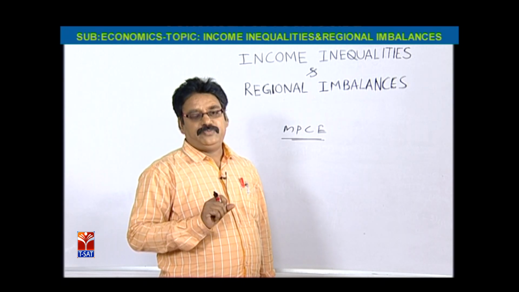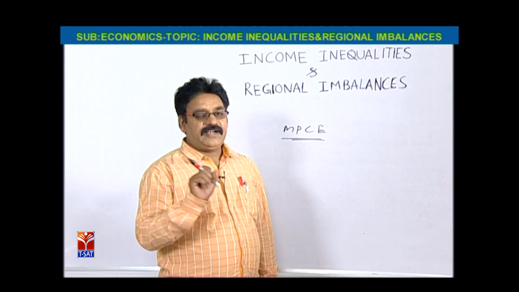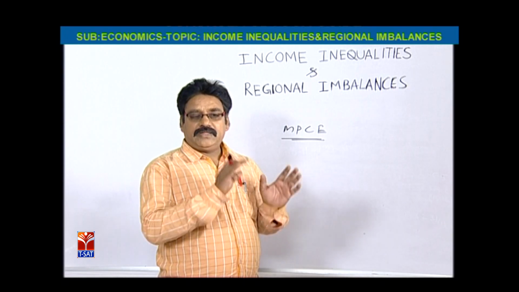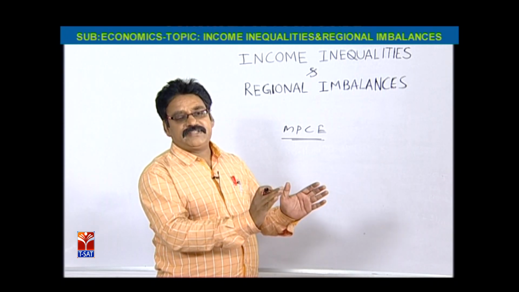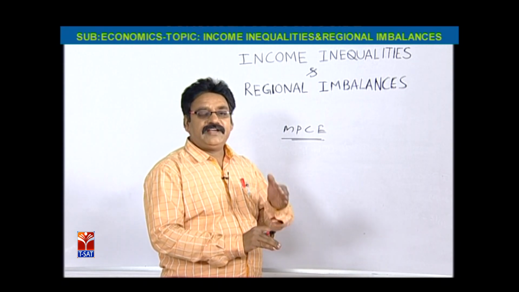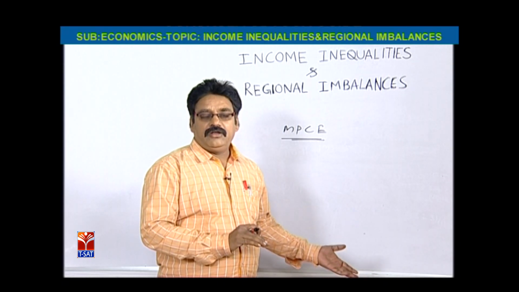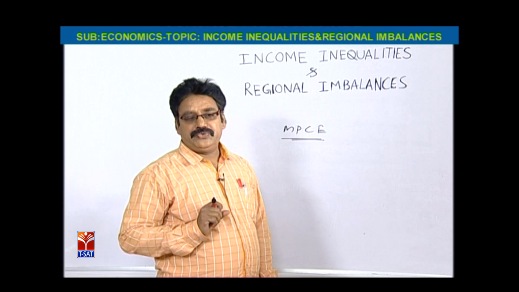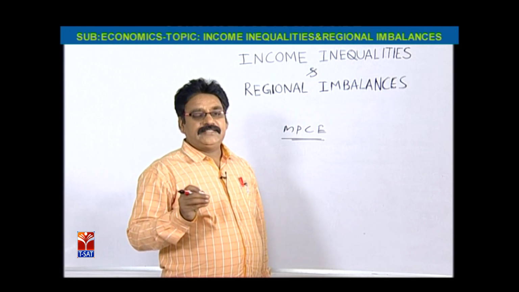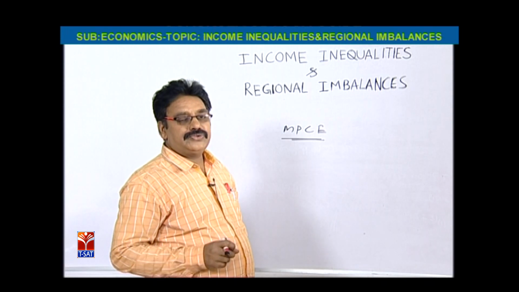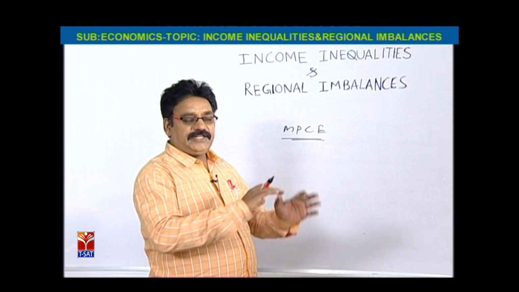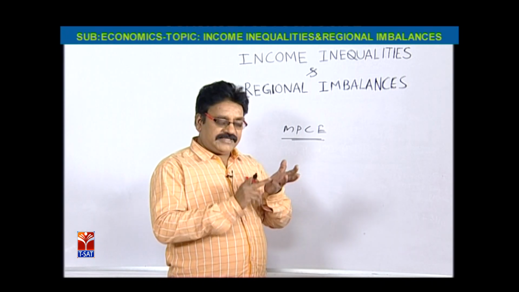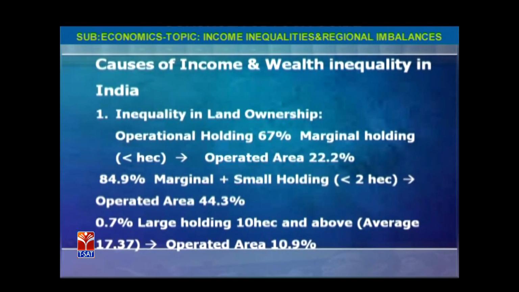only 22.2%. For example, if there are 100 acres and 100 land holdings, in those 100 land holdings, 67% of the land holdings come under the category of marginal holdings, less than 1 hectare. But of that 100 acres, they have an operated area of only 22.2 acres. Whereas if we add small holdings into that section, the total goes to 84.9%.